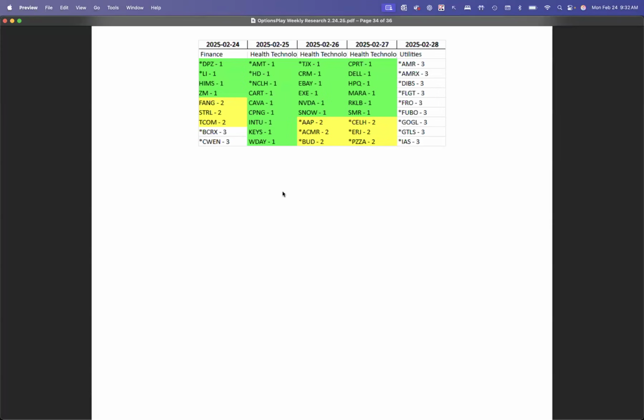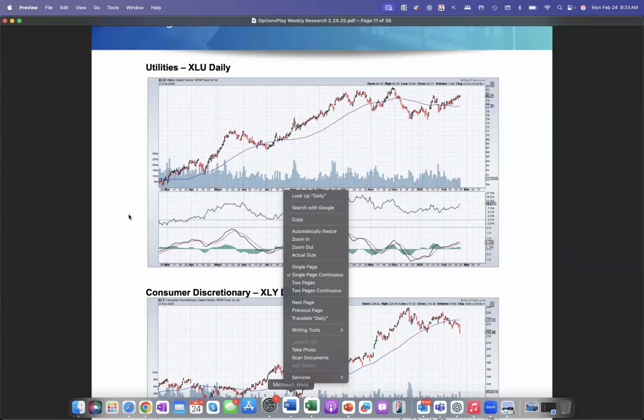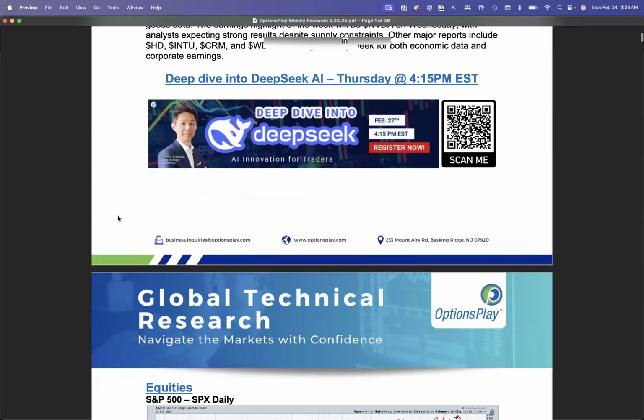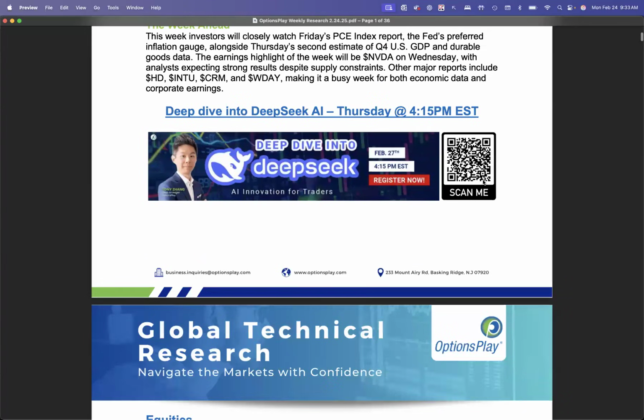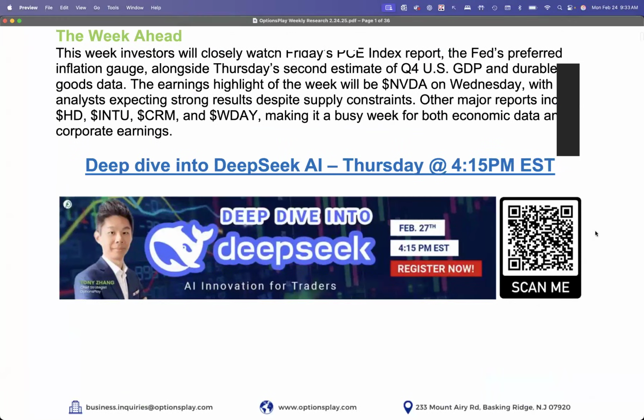Otherwise, Nvidia is going to be a big one for the week, but I will update you on our Thursday session for DeepSeek R1, where we do a deep dive into the current landscape of AI and how the latest DeepSeek model will affect the views of the overall industry. So please scan that QR code on your screen. That's going to allow you to register for that session this Thursday on a deep dive into DeepSeek.